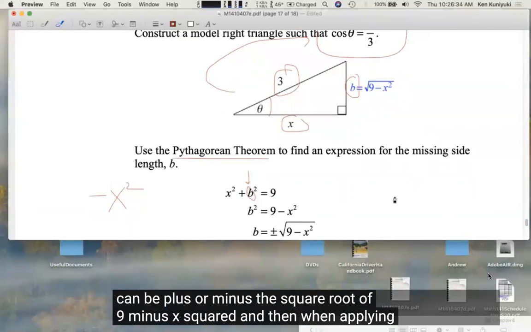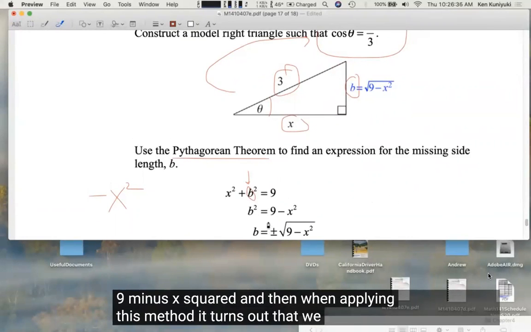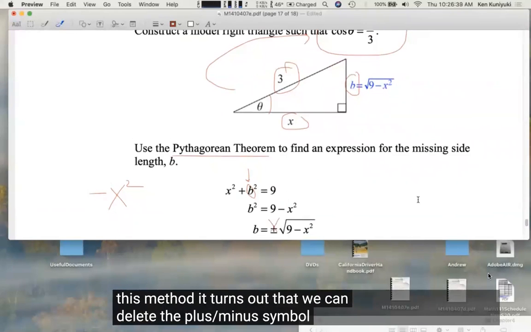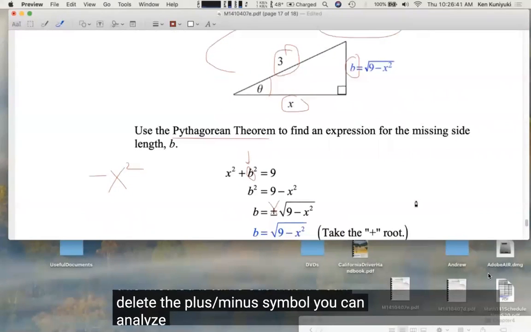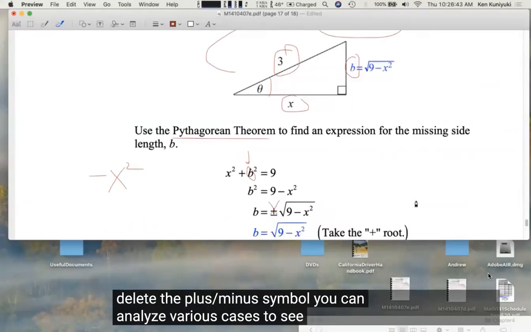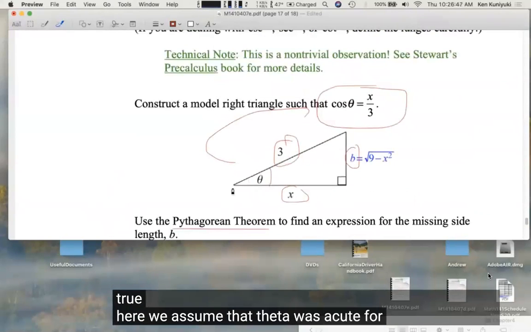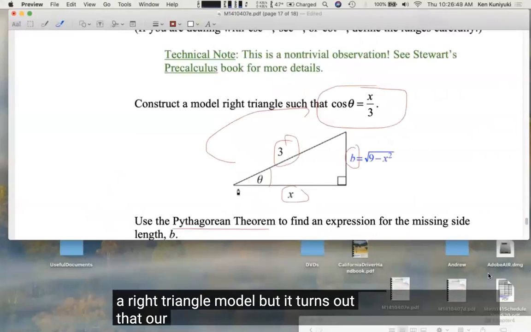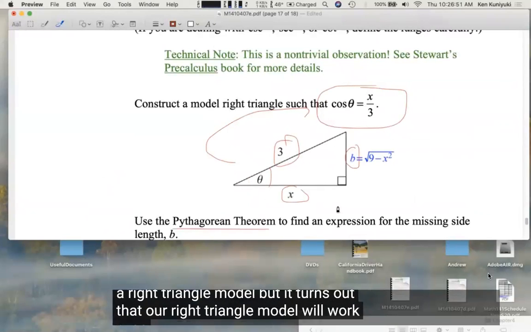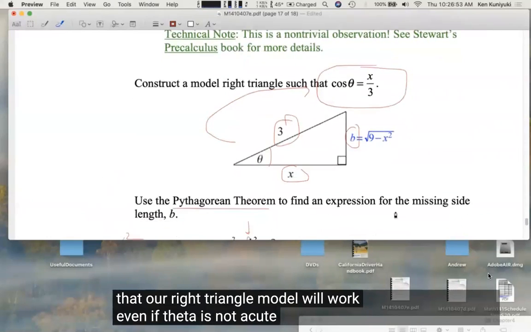And then when applying this method, it turns out that we can delete the plus minus symbol. You can analyze various cases to see why that's true. Here, we assumed that theta was acute for our right triangle model, but it turns out that our right triangle model will work even if theta is not acute.